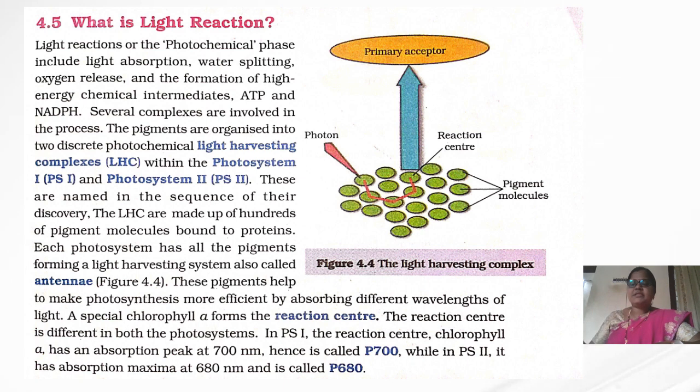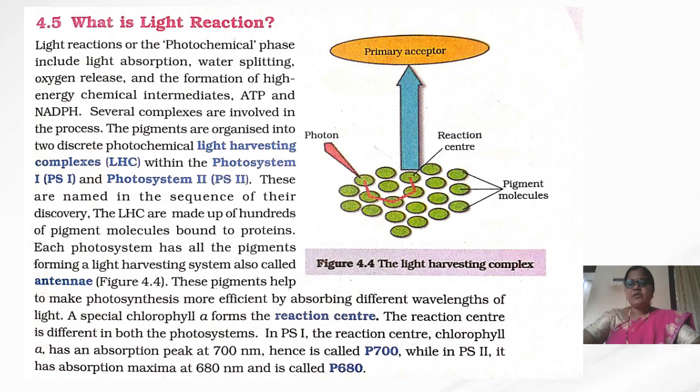In these light reactions, many pigments are organized into two discrete photochemical units, that is, light harvesting complexes. Within these light harvesting complexes, photosystem 1 and photosystem 2 are present.